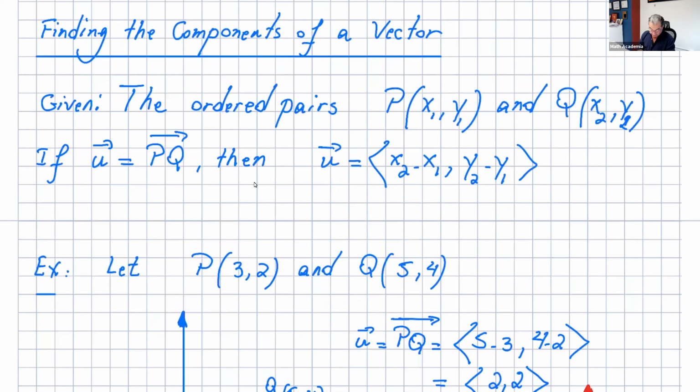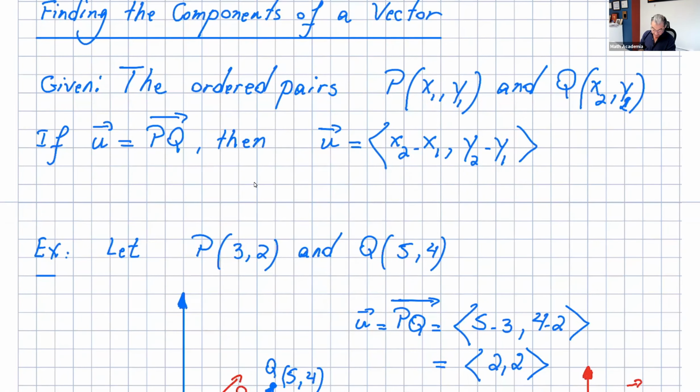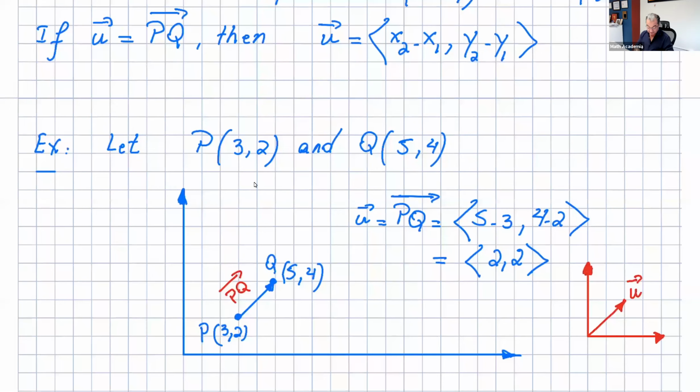Finding the components of a vector. So if you're given an ordered pair, so this is just a point, P with x1, y1 and Q with x2, y2. If you want to find the components of the vector that joins P to Q, you can call that U. So you write U and you can just do x2 minus x1, y2 minus y1. Let's do a simple example, see what I mean.